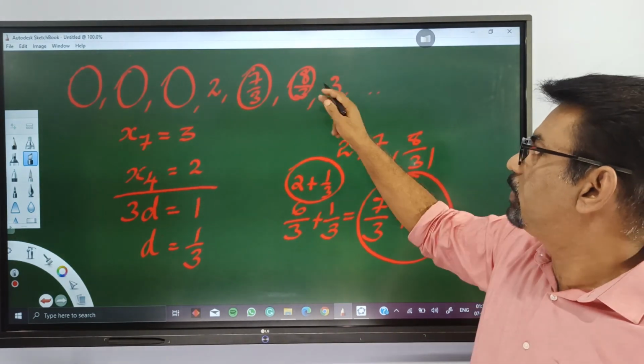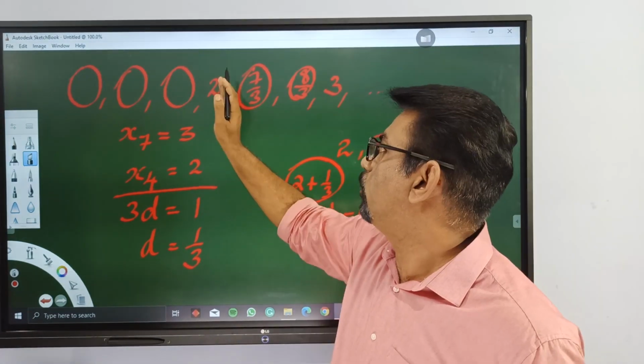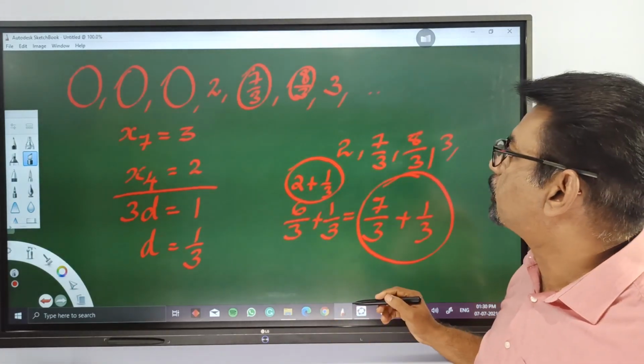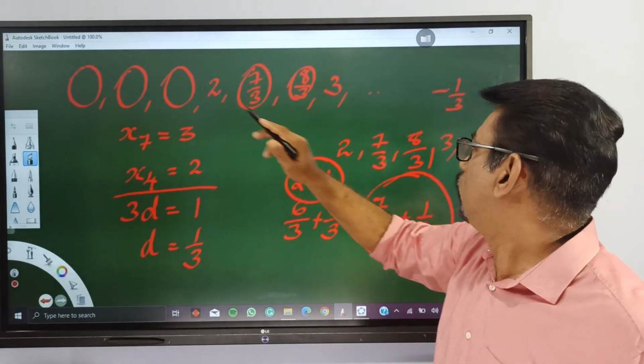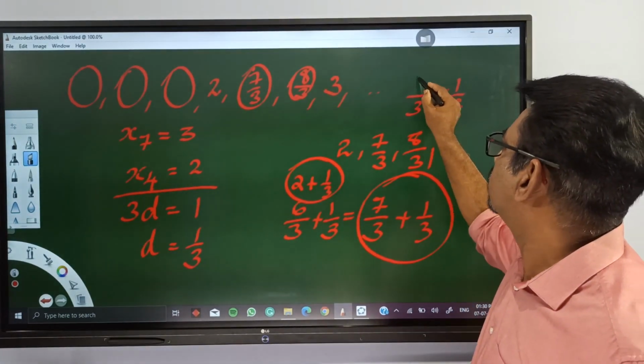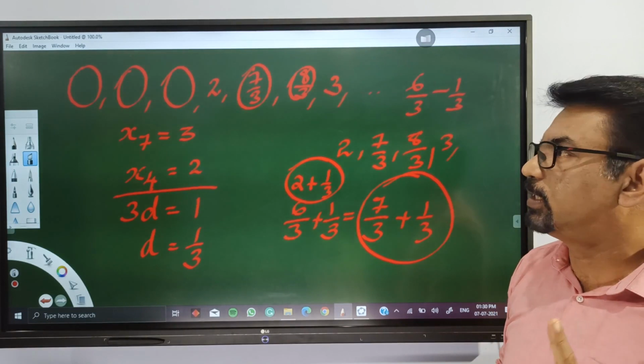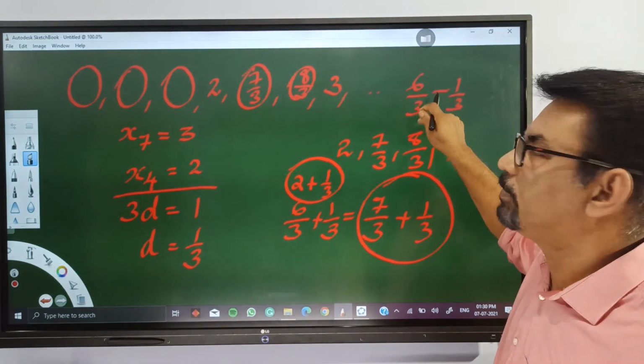After 8 by 3 we got 3, then 3. In order to move back from 2, we have to subtract 1 by 3 from 2. Writing 2 as 6 by 3, subtracting gives 5 by 3.